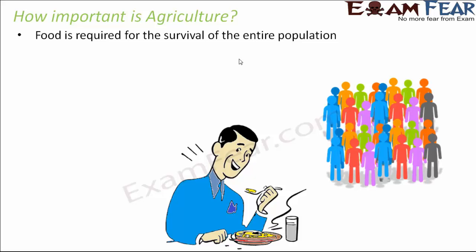Therefore, food production has to be there to fulfill the needs of the human population. And the process of food production is basically taken care of by agriculture. That is where agriculture plays a very important role. So with this, I hope that I have been able to answer the question of why agriculture, or why cultivation of crops, is so important.